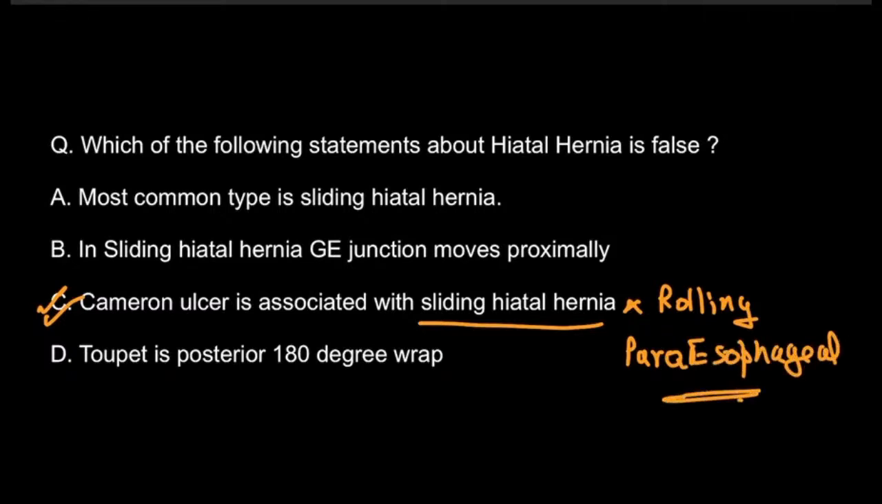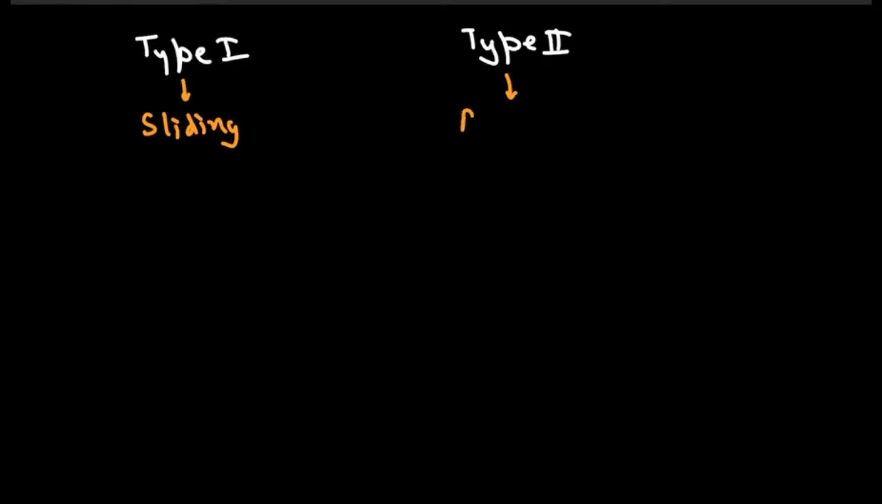Now let us evaluate the different types of hiatus hernia. We have two main types: type 1 and type 2. Type 1 is also referred to as a sliding hiatus hernia, and type 2 is also referred to as a rolling, which is also known as a paraesophageal hiatus hernia.